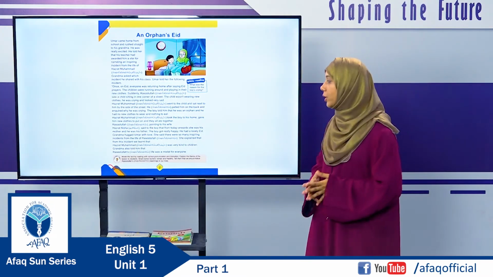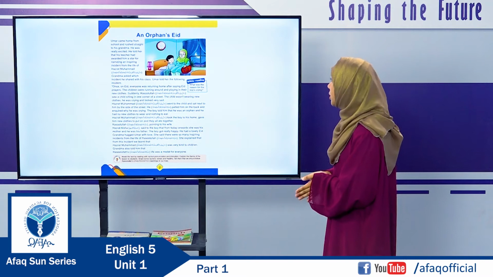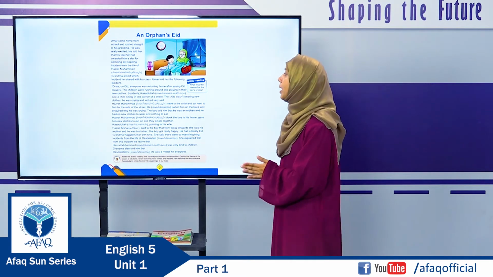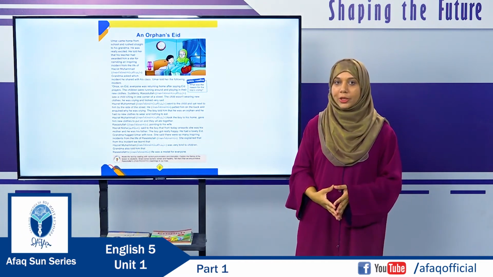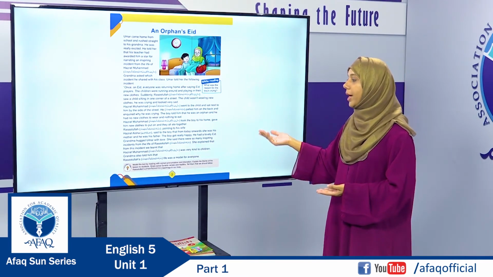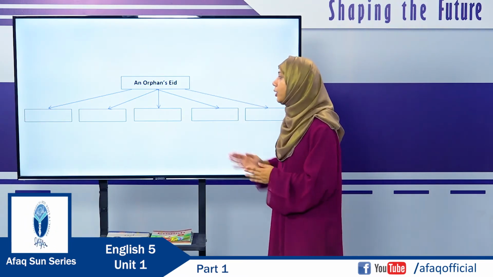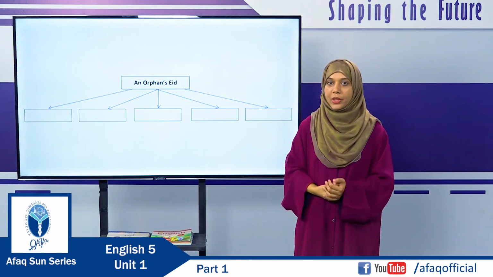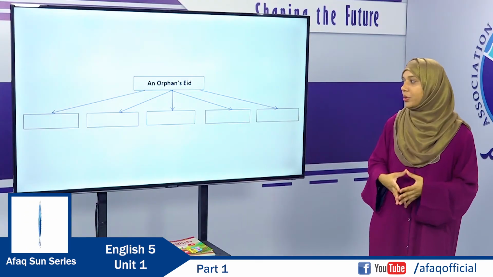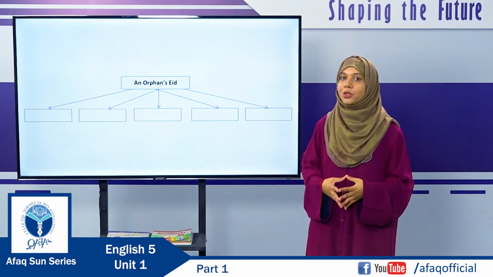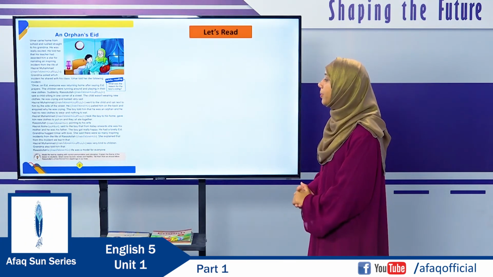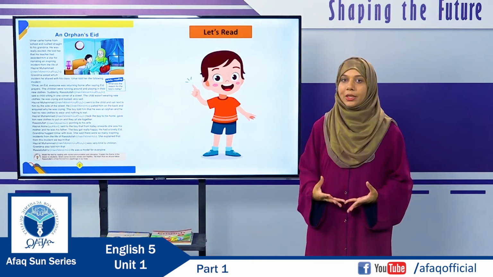Now I want you to turn to page number 2. On page number 2, there is a story which is titled An Orphan's Eid. I want you to look at the picture carefully and relate it to the title and tell me 5 words that come in your mind when you read this title, An Orphan's Eid, and look at the picture. So write 5 words in a diagram like this. I hope that you have written 5 words that came in your mind when you read the title and looked at the picture. Now we will turn to page number 2 and we will start reading the story.